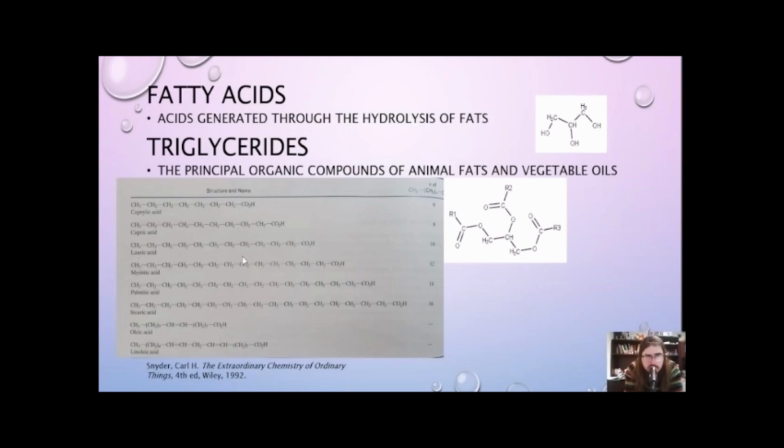Lauric acid, which is a 10-carbon chain. Myristic acid, palmitic acid, stearic acid, oleic acid. Oleic acid has a double bond in the middle. Linoleic acid has some double bonds in there as well. These double bonds do things to the properties, but all of these fatty acids could be bound in different ratios to make different triglycerides. I'm not going to really give you any of the names because we don't need to know the names.